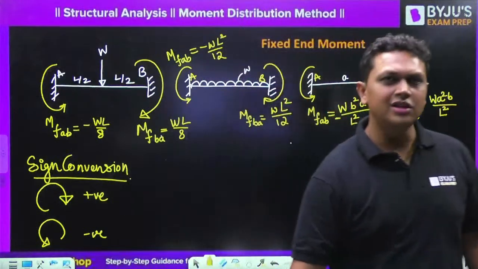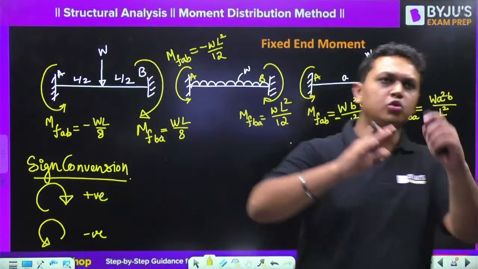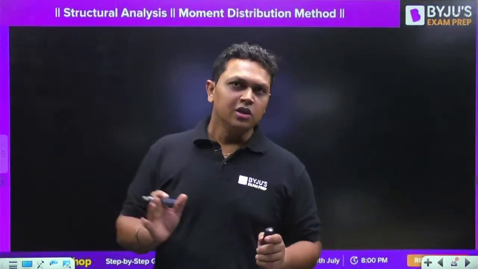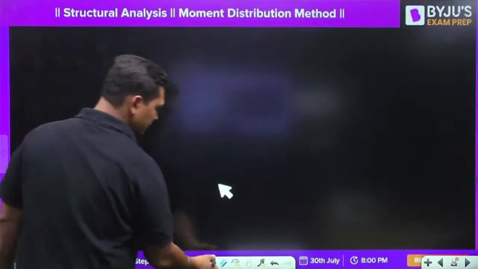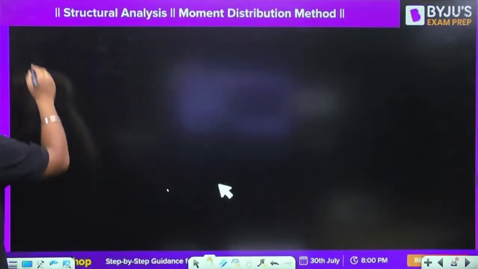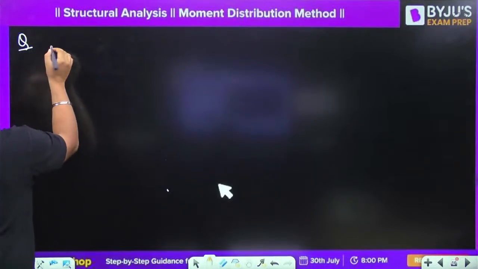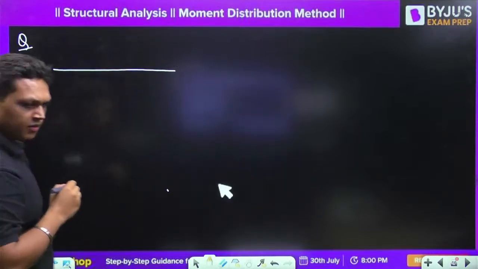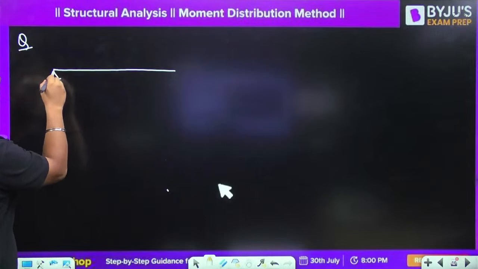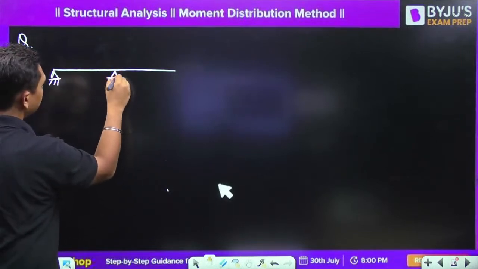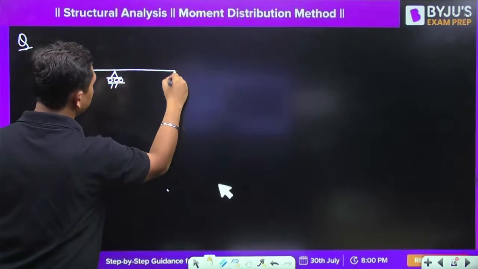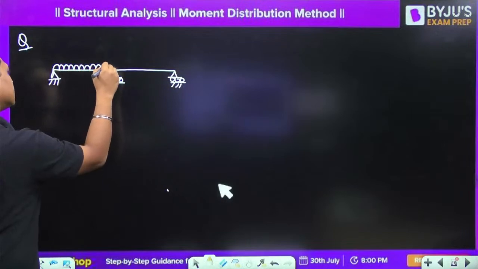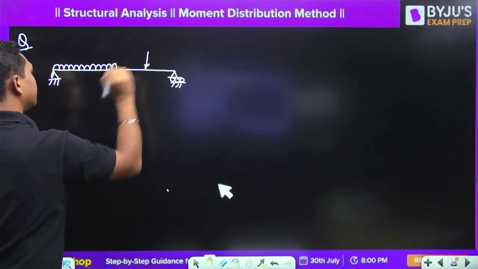Now let us use all these concepts in a problem, and you will understand how to use the moment distribution method and all the concepts that we have studied up till now. So let us do one problem now. The problem is this one. You have a continuous beam which is subjected to a UDL over here and a point load over here at the midspan.